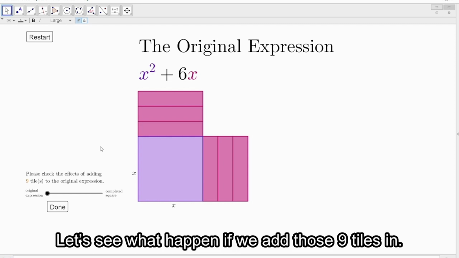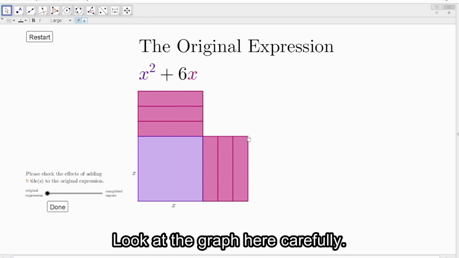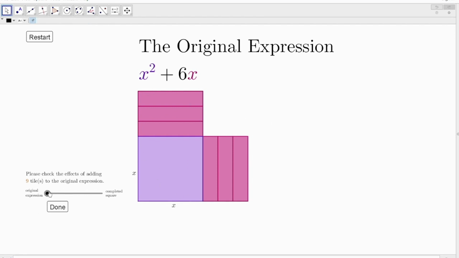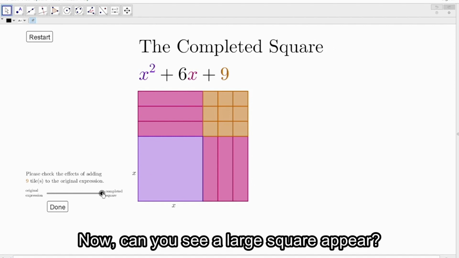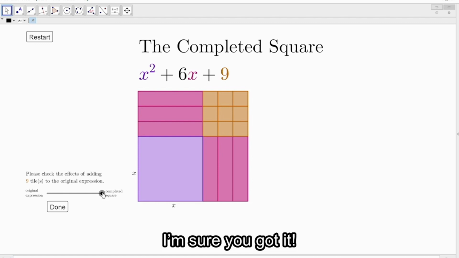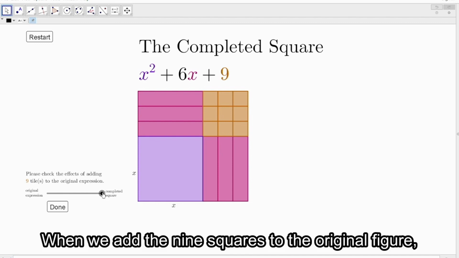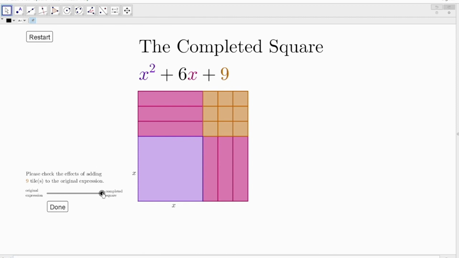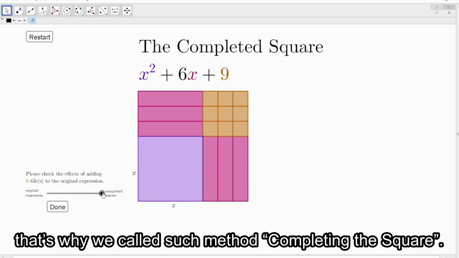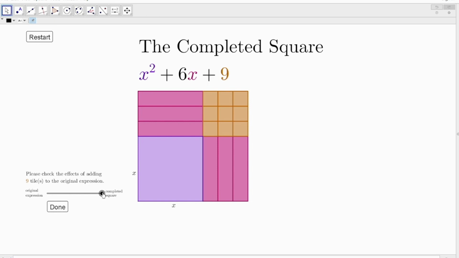Let's see what happens if we add those 9 tiles in. Look at the graph here carefully. Now, can you see a large square up here? I'm sure you got it. When we add the 9 squares to the original figure, we actually make the whole figure into a big square. That's why we call such method completing the square.